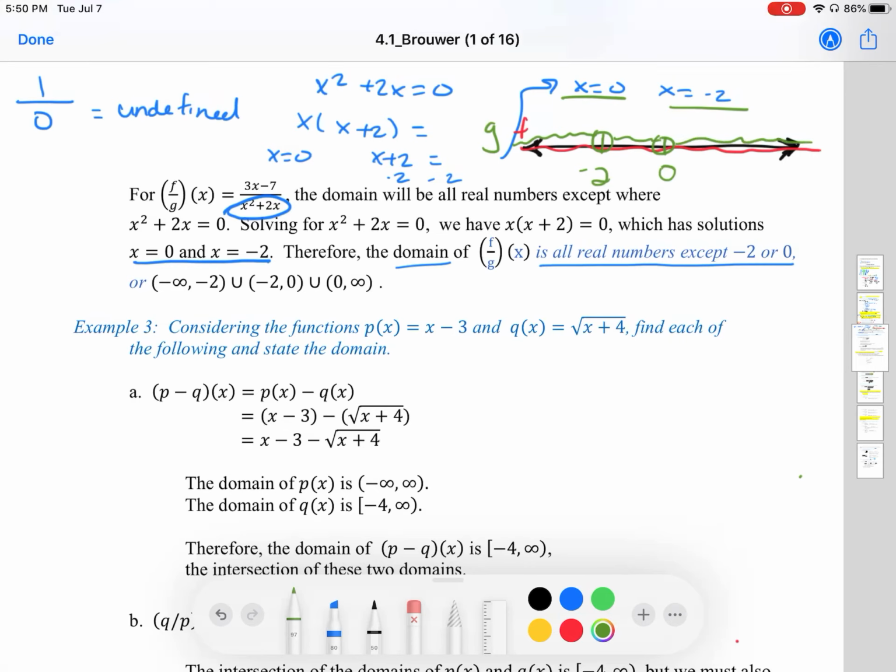So where do they overlap? We see the overlap from -infinity up to -2. -2 has an open circle, so therefore it has a parenthesis. It continues on from -2 to 0, parenthesis because it's an open circle, and then from 0 on to infinity. Because we have a break, we write unions. So this is our answer here.